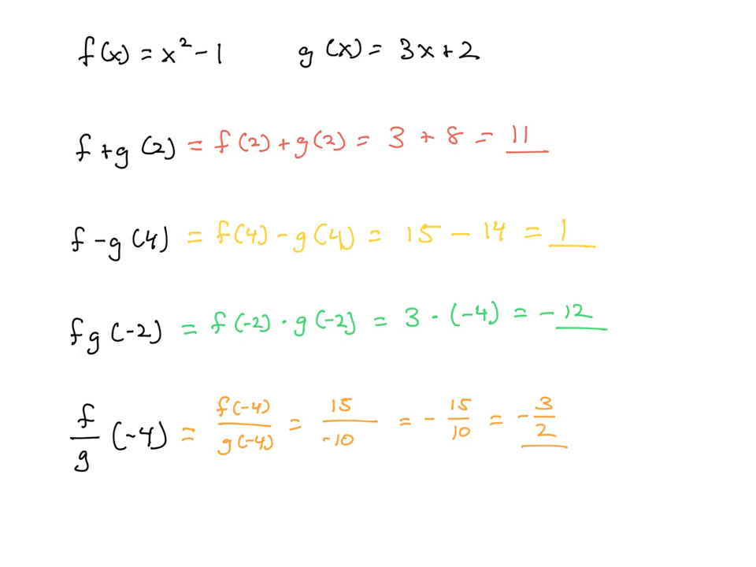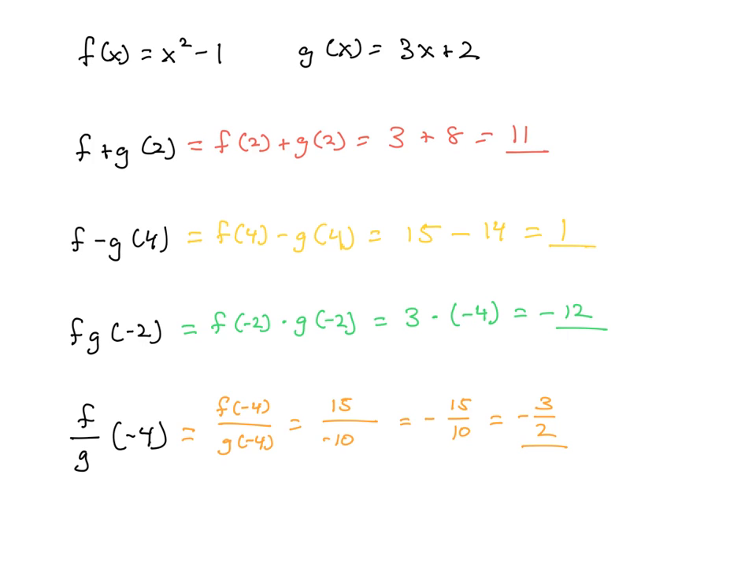In the third one, f times g of negative 2. That's f of negative 2 times g of negative 2. For f of negative 2, you put negative 2 in for x, which is 4 minus 1, which gives us 3. g of negative 2 comes out to be 3 times negative 2, which is negative 6, plus 2 gives me negative 4. So 3 times negative 4 is negative 12.